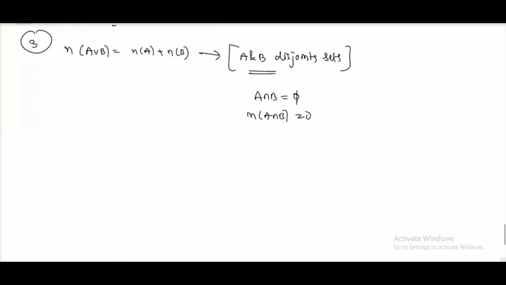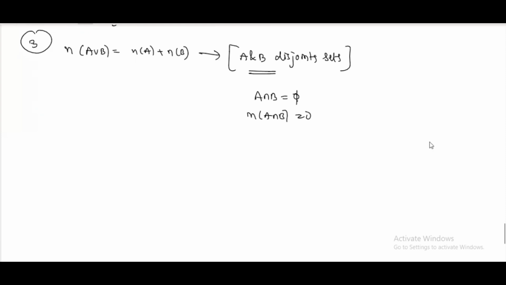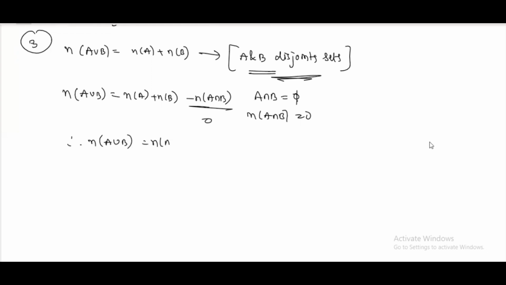So when you substitute n of A intersection B in the formula n of A union B is equal to n of A plus n of B minus n of A intersection B, in the case of disjoint sets this term is 0. So obviously we get n of A union B is equal to n of A plus n of B. So this is result 3.